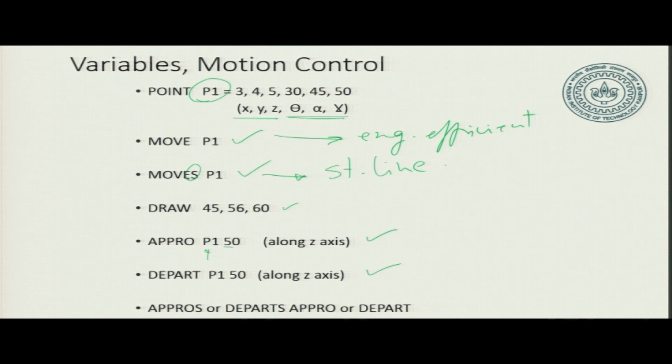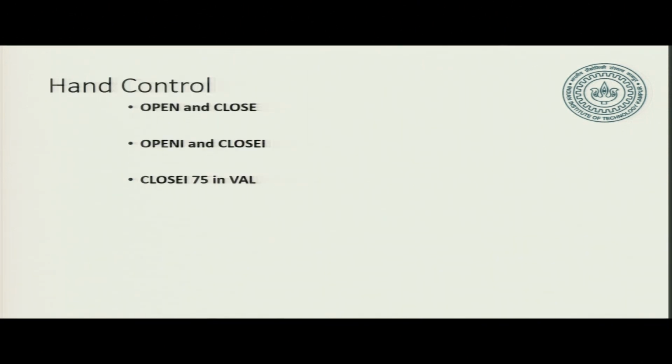Then there are hand control commands, which are open and close, and if you want to do it immediately, open I and close I. So, this is an open loop command, so it takes more time. This is a closed loop command, so this takes more time, this takes lesser time.